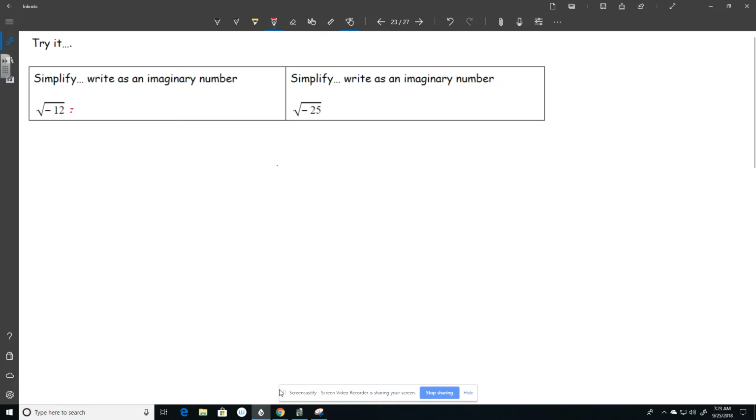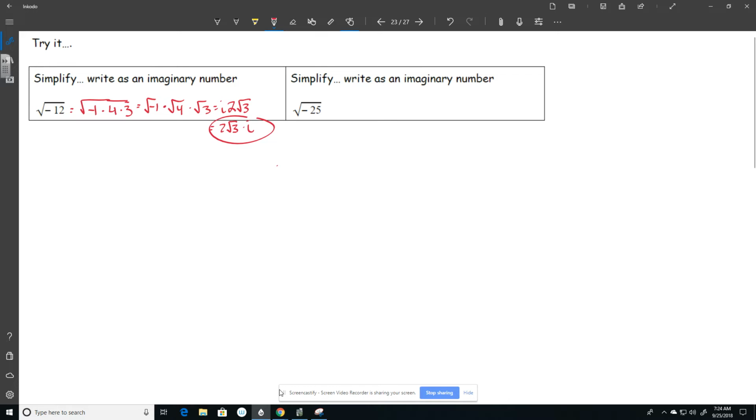So that becomes the square root of -1 multiplied by 12, which we can actually break down to 4 times 3. So this becomes the square root of -1 times the square root of 4 times the square root of 3, which is equal to square root of -1 is i, square root of 4 is 2, and square root of 3 is just square root 3. So our answer would be 2 root 3 times i.